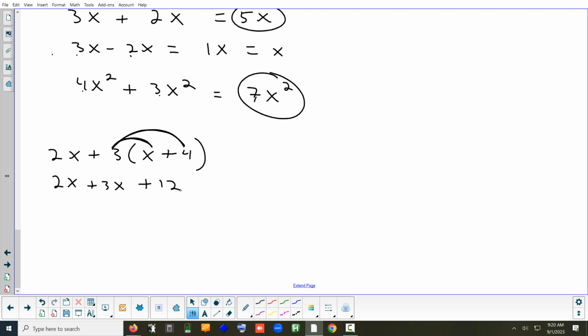Now, if we look at that, it's kind of like what we had up there. Are there any like terms that you could combine together there? 2x and what else? 3x. How about the 12? No, that's not a like term. It would have to have an x next to it to be a like term. So the 12 is just going to stay the way it is. Then 2x plus 3x, we just did that. That's 5x.